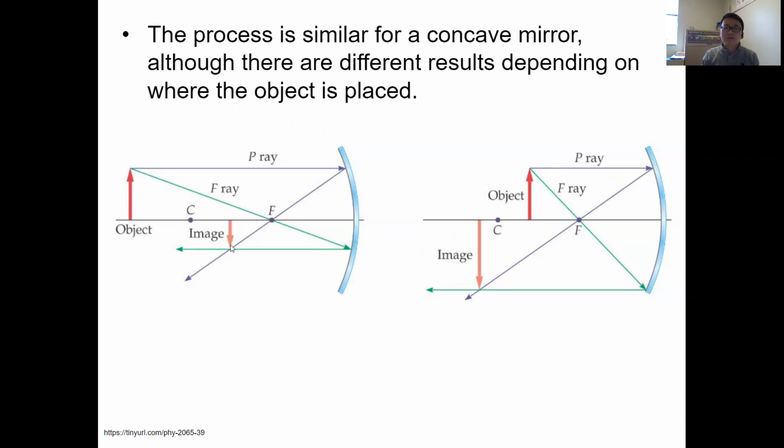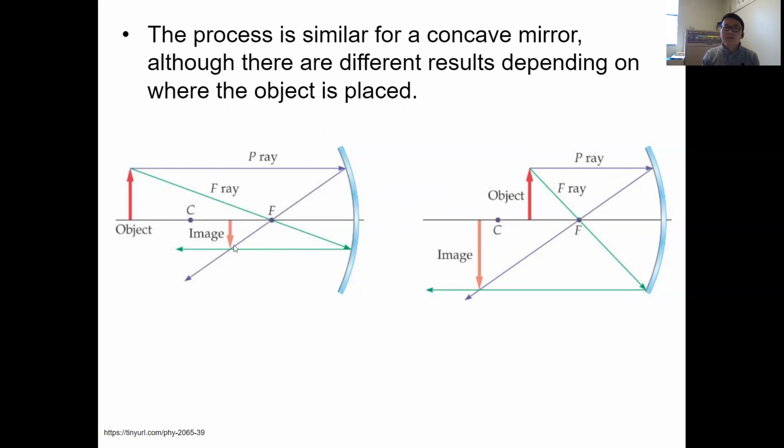Okay, so to locate the image, you pick the top of the object, and then this is the top of the image. It appears to be upside down in this case, right? So this is upside down. The two reflected rays actually do intercept here, so that means it's a real image. But in this case, you can see this one is larger than this one.